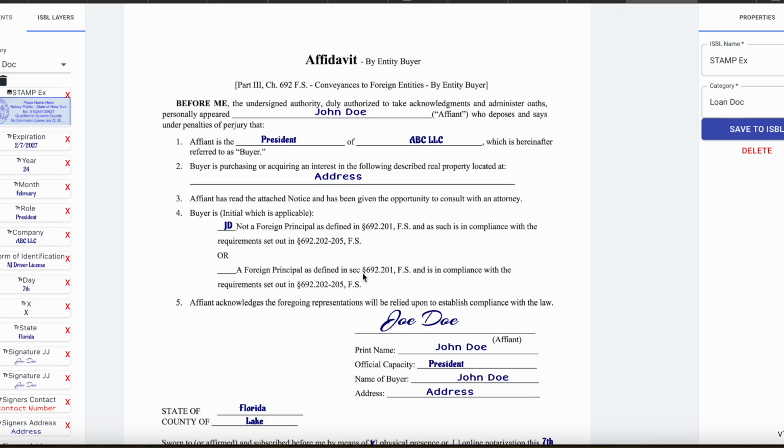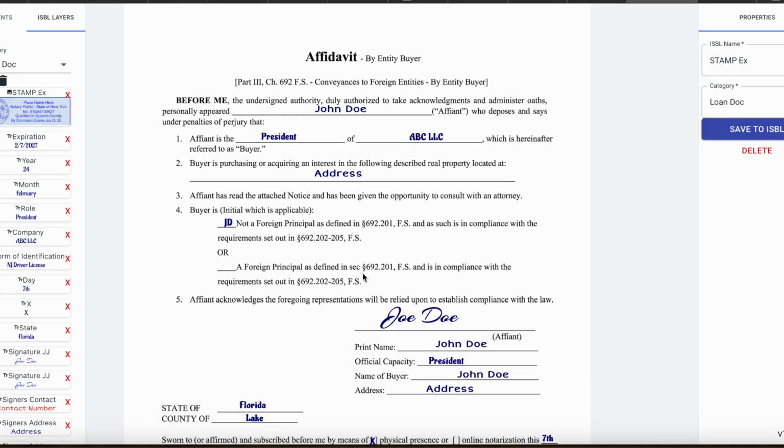Okay, so this is the affidavit by entity buyer. This is an example of how you would fill out a document like this, and understanding what goes in certain blanks. I think one of the trickiest ones here was probably affiant in the blank of blank, which is here, hereinafter referred to as buyer. That's a tricky one there. So just understanding that that's the role, and then the official capacity, that's also the role. They're taking on this role while signing this document.